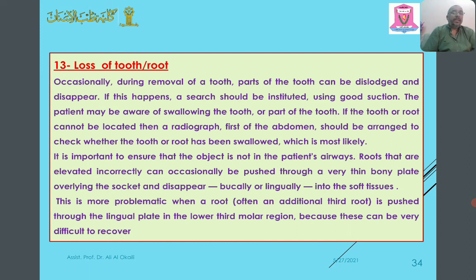Roots that are elevated incorrectly can occasionally be pushed through a thin bony plate overlying the socket and disappear into the surrounding soft tissue.